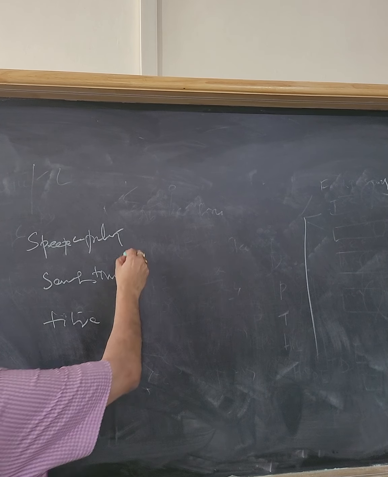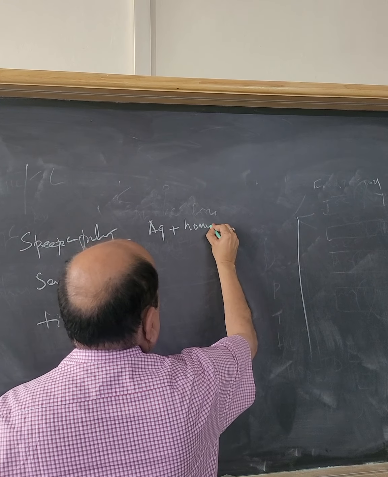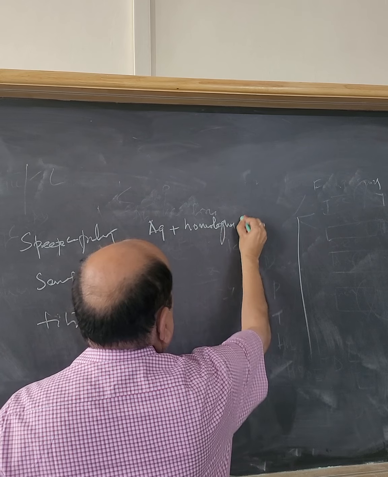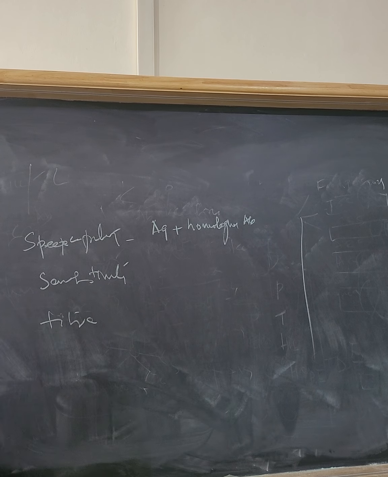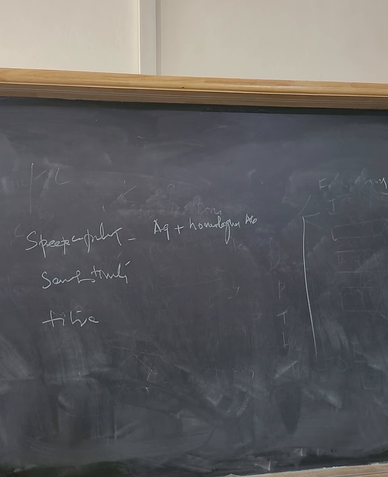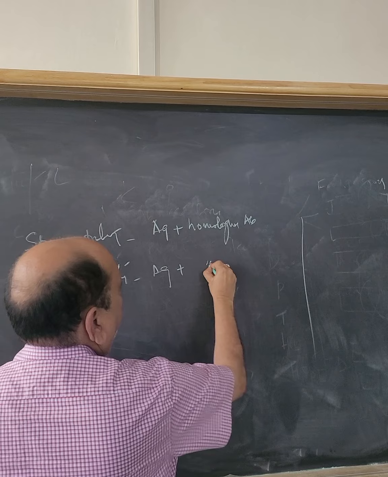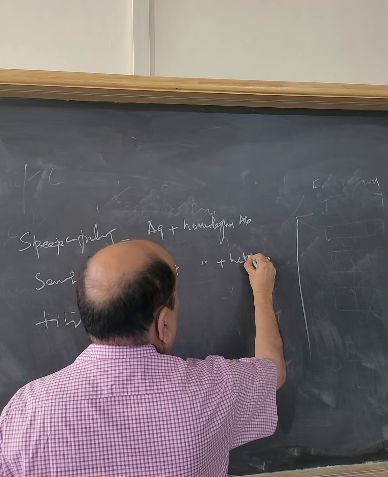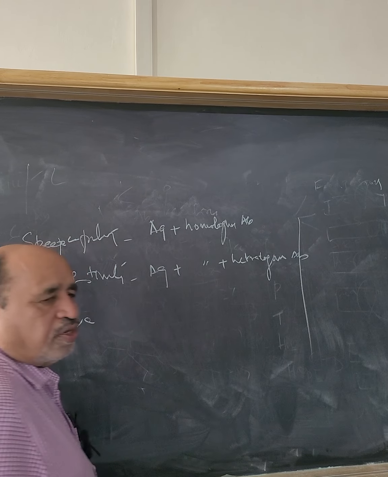Specificity is defined as when antigen combines only with homologous antibody. Sensitivity is defined as when antigen combines with both homologous as well as heterologous antibody.